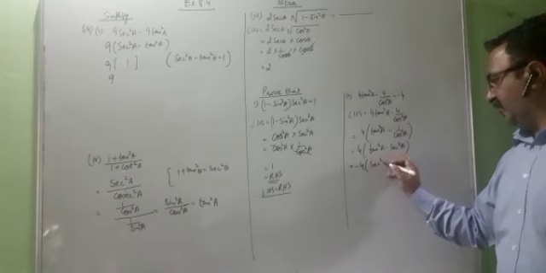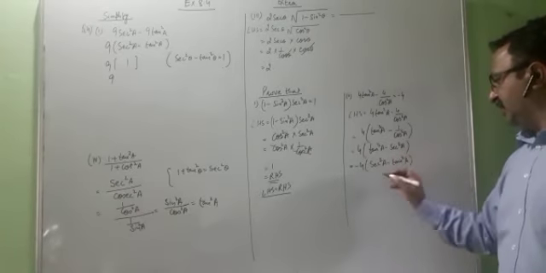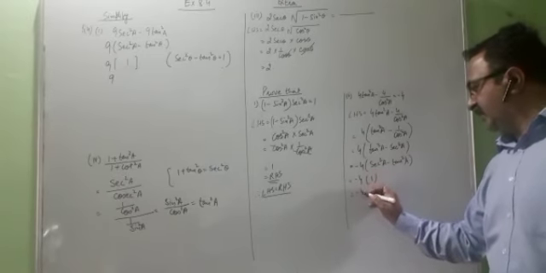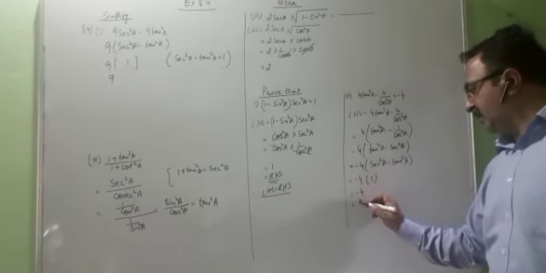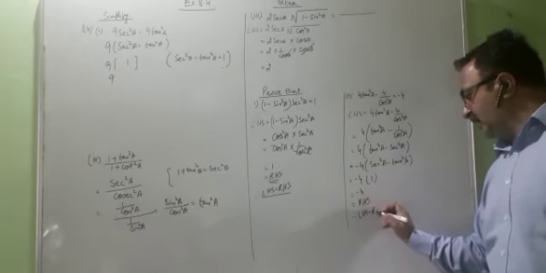Secant square A minus tan square A. Now you can use the identity. It's 1. So it is equal to minus 4, equal to RHS. Therefore LHS equal to RHS.